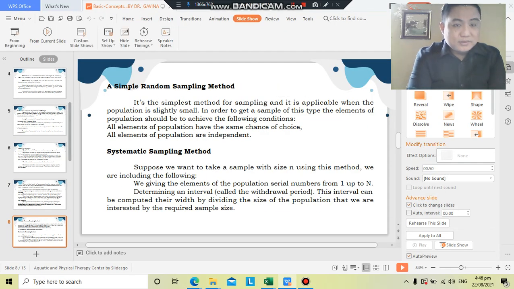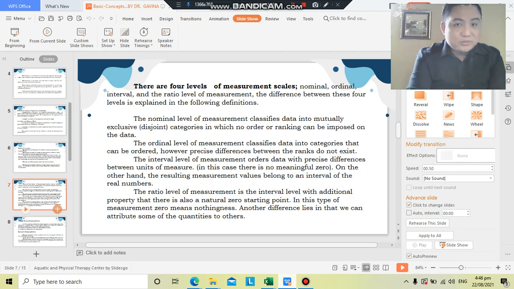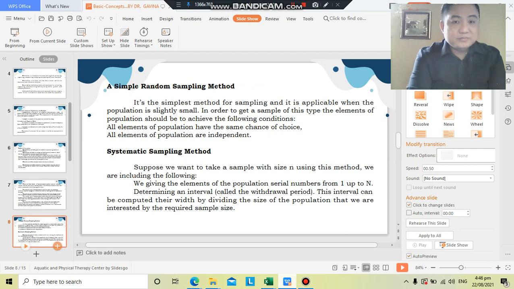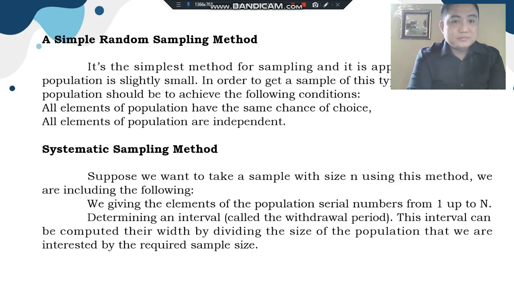Okay, now let's go to the basic techniques in statistics. First one, the simple random sampling method. Second one, the systematic sampling method. So what do you mean by simple random sampling method? So I will read. It's the simplest method for sampling.